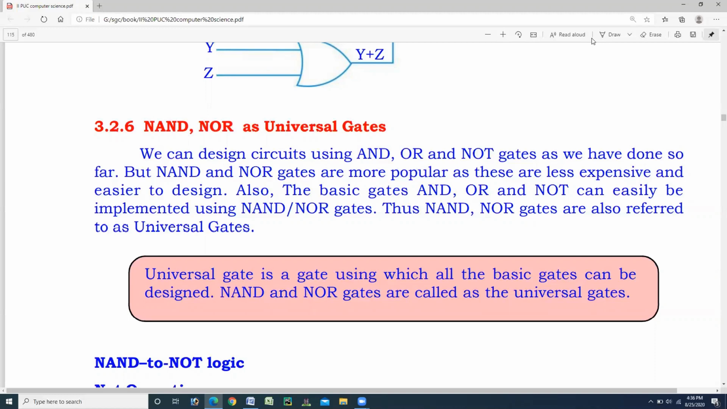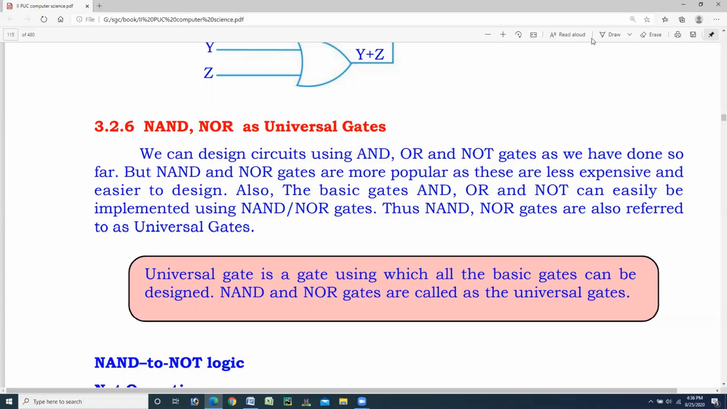The basic logic gates AND, OR, NOT can be designed by using a gate. Then that gate is called a universal gate. There are two universal gates, that is NAND gate and NOR gate. It means NAND and NOR are universal gates.